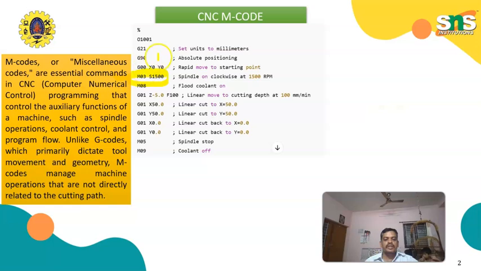M00 means program stop. M03 spindle on. M04 counterclockwise rotation. M05 spindle off. M09 coolant off. These are small examples. Generally, M30 is end of program and rewind.